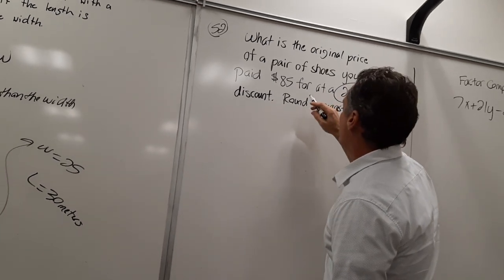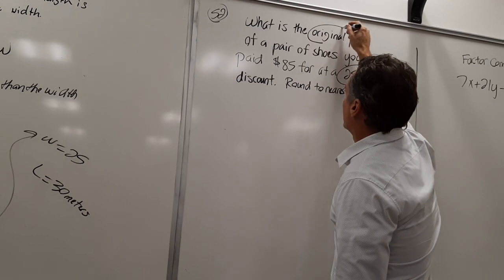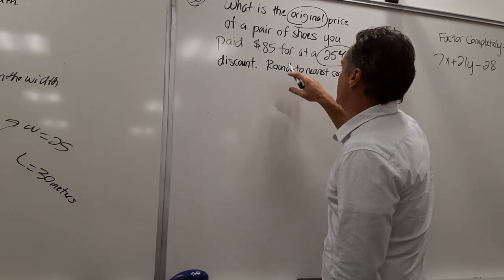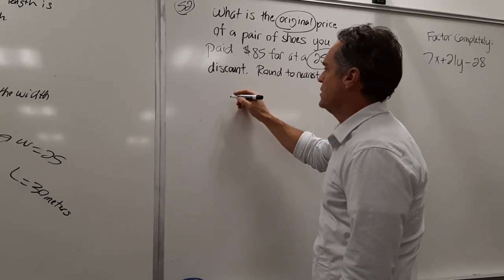This is a work backward problem because they're using the word original. That's a key word there. We know that we paid $85. What we don't know is the cost of the shoes before the discount.